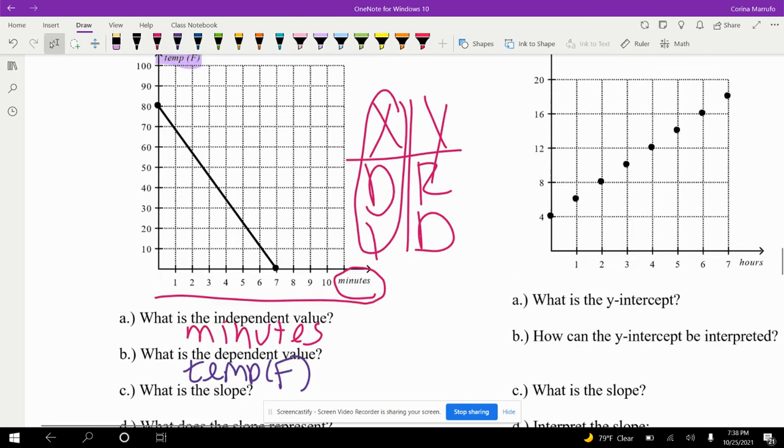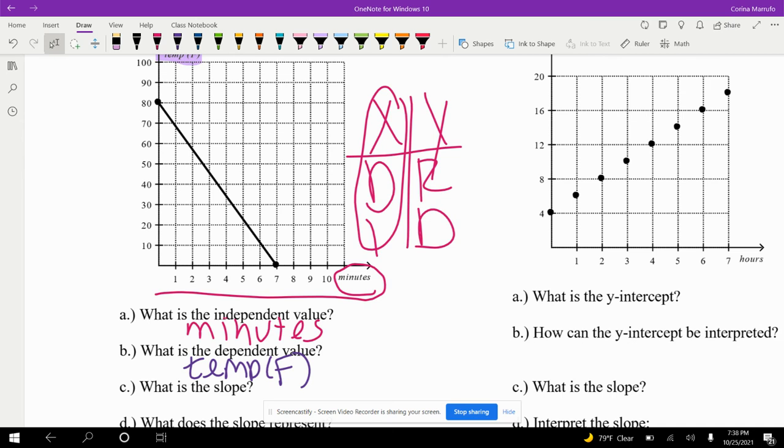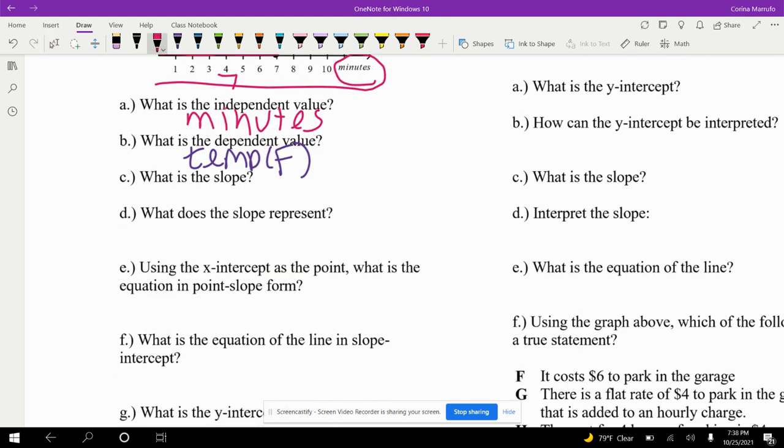Then we're going to find the slope, so we're going to count the rise over run. It's counting by 10, so 10, 20, 30, 40, 50, 60, 70, 80. And this way, 1, 2, 3, 4, 5, 6, 7. So it'll be 80 over 7. Now, we cannot reduce this. This is not going to reduce, so it's going to stay like that.